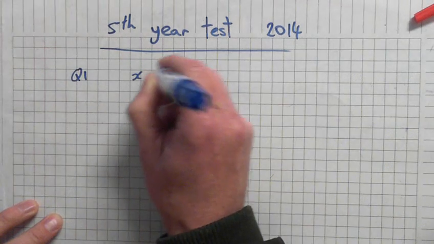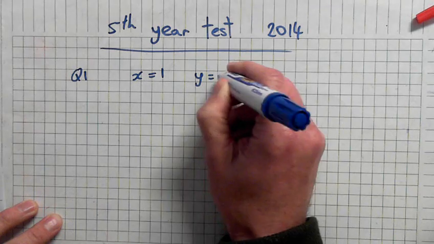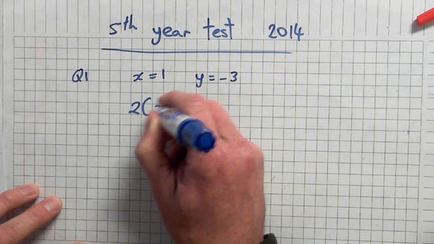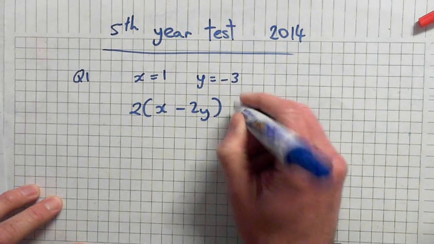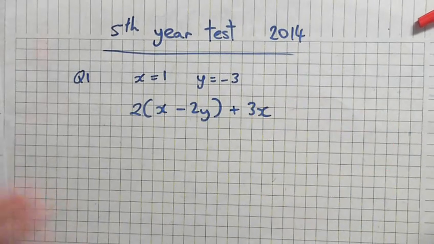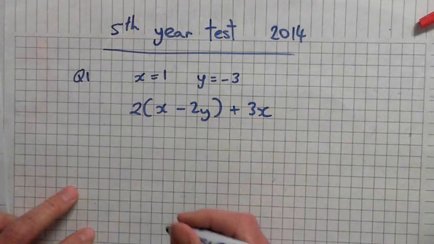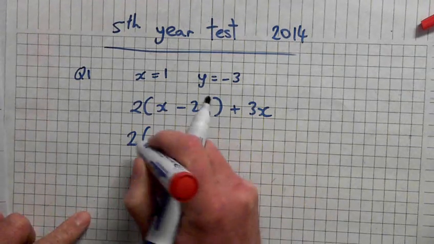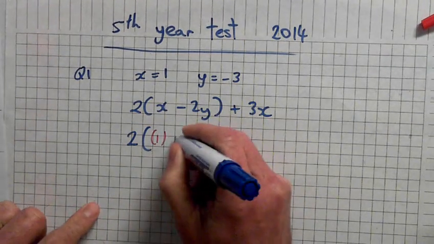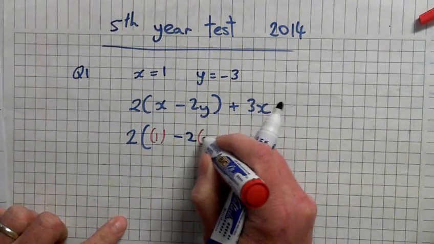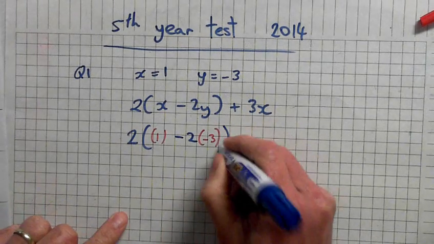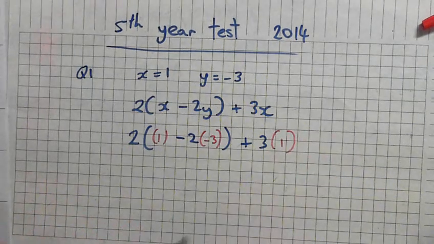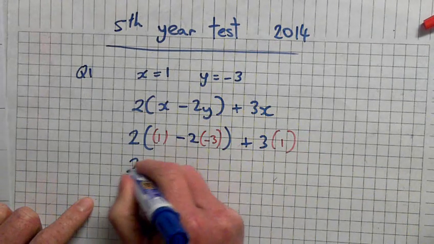Question 1. x is equal to 1, y is equal to minus 3. As I said, I'm going to record this. So what you need to do here is look up. x was 1, so you put it in brackets. Minus 2 times y, which is minus 3. So you sort out the brackets inside first.